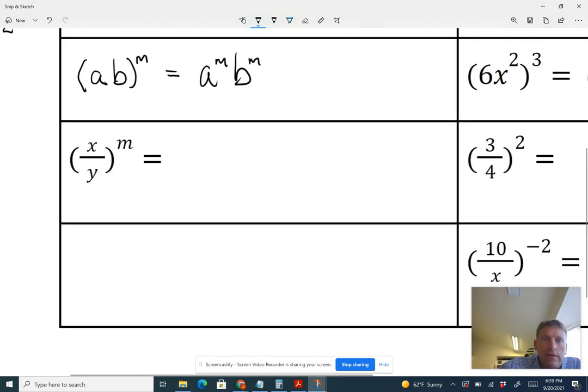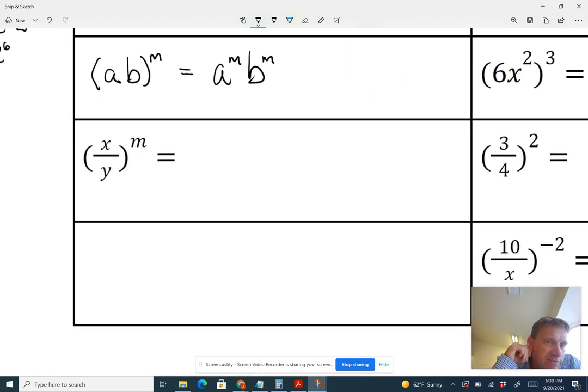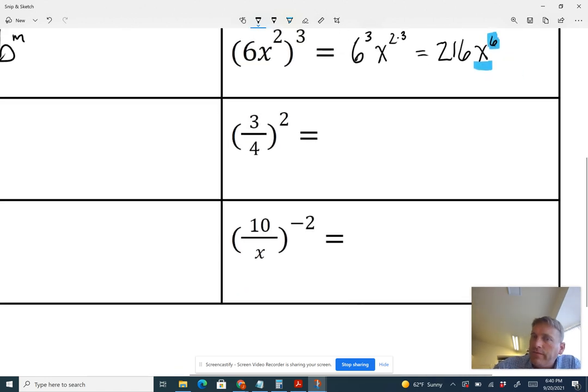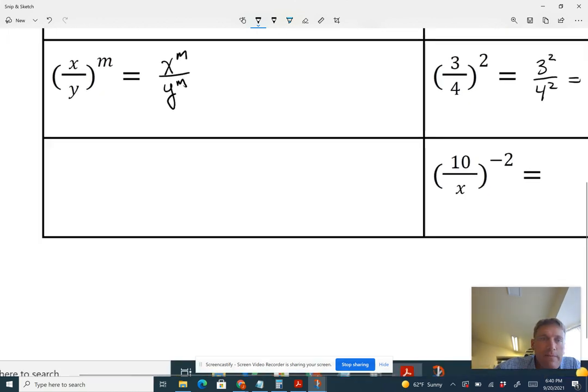All right, let's take a look at the next one here. If you've got a quotient, x divided by y, raised to the power m, that's the same as x to the m power divided by y to the m power. And again, it's important that y is not 0, because you can't divide by 0. So over here, we've got 3/4 to the second power. That's the same as 3 to the second power over 4 to the second power. And 3 squared is 9, and 4 squared is 16. And that would be your answer after you've evaluated that.